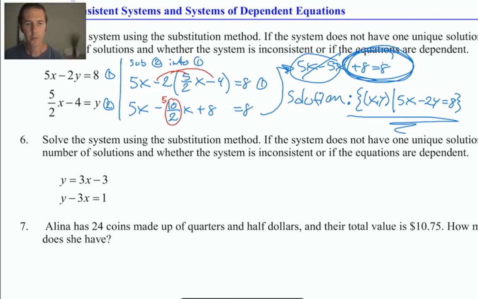In equation number 6, one of our equations does say y equals, so we can do direct substitution right away. If our equation said x equals, we could do substitution. We would just plug it in for x instead of in for y. And this one's even easier because there's no coefficient on the y value. So let's number them.